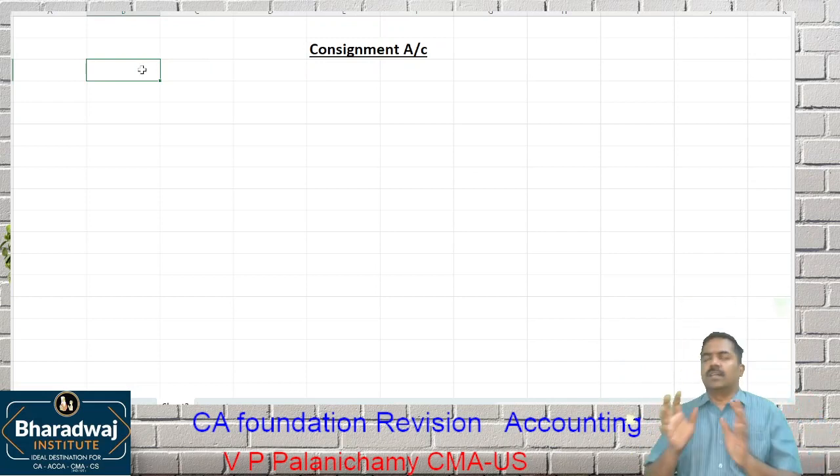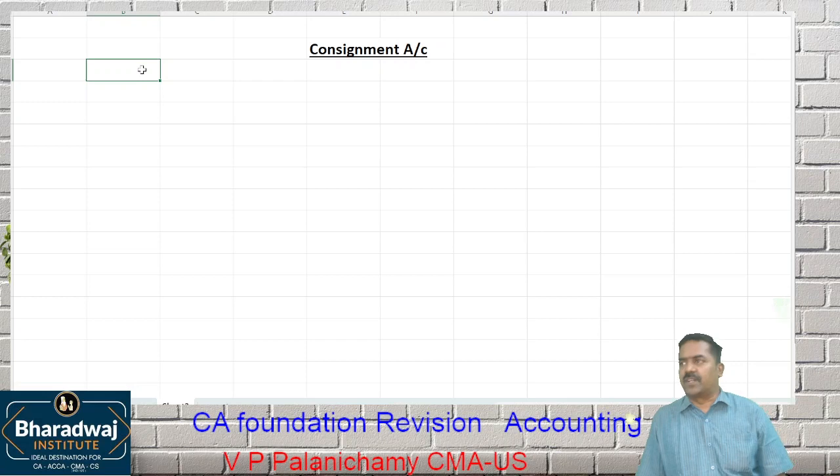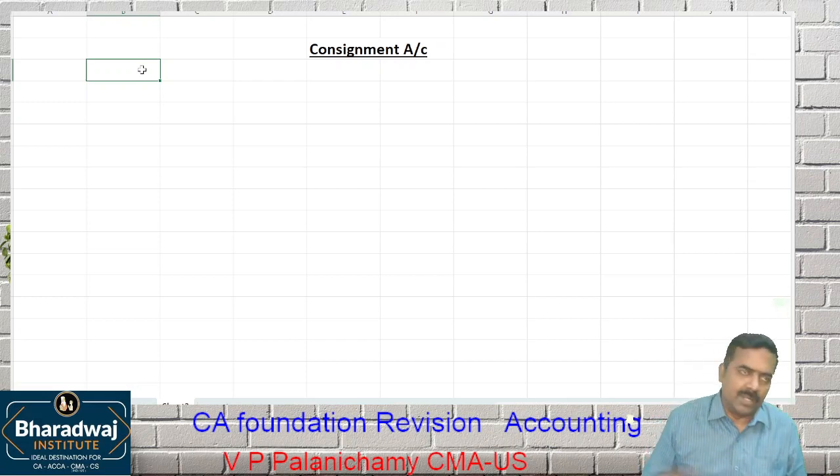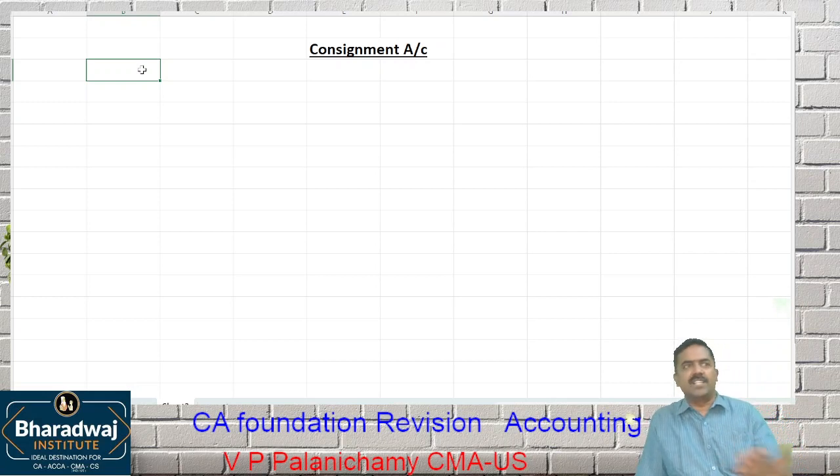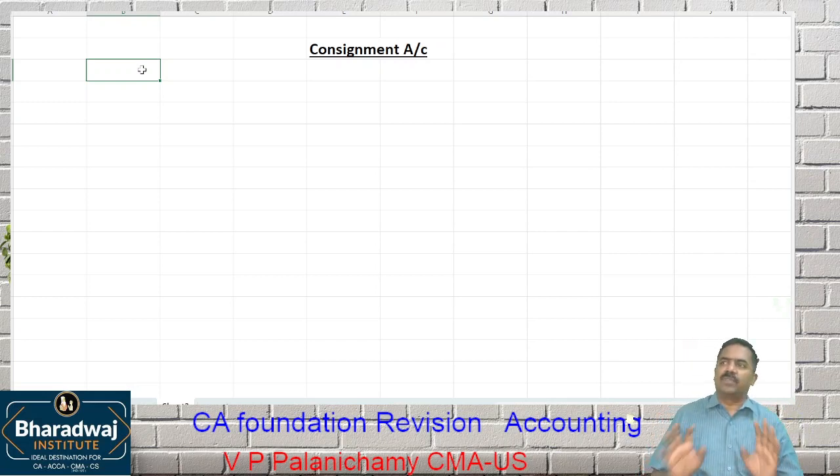Before we start with consignment account, what is consignment? Sending the goods for sale, we call it consignment. Who is the owner of the goods? Consignor or consignee? Consignor is the owner, consignee is just an agent. So we prepare a consignment account in the books of consignor, the principal, the owner, to find out the profit or loss. Simple rule: debit the expenses, credit the incomes and gains.